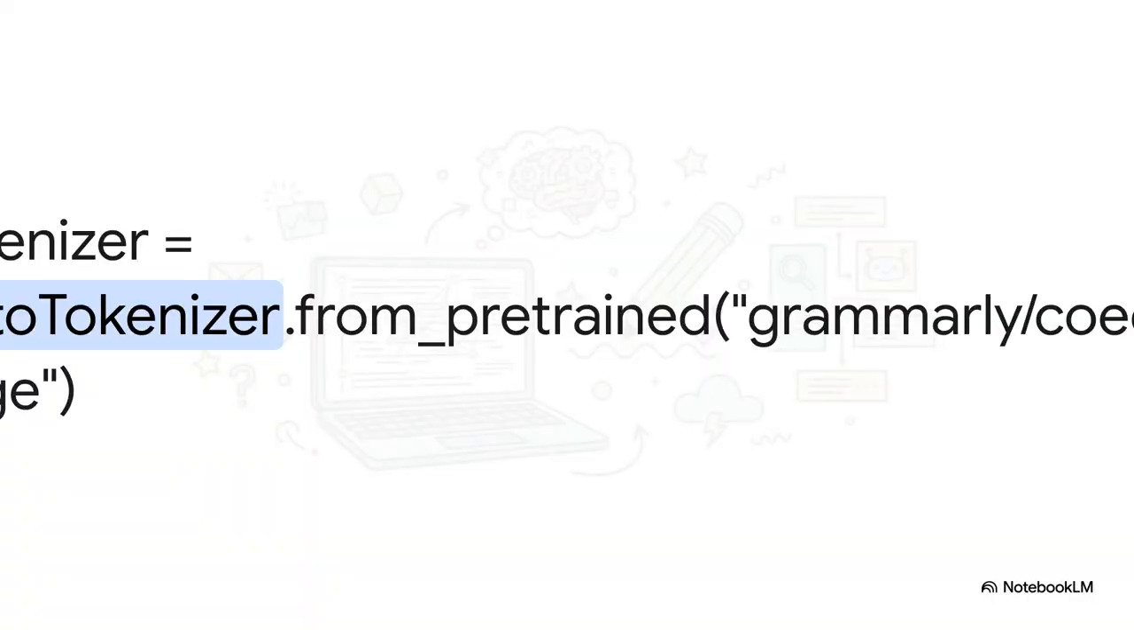And here's how we put that translator to work. First, we tell it which specific AI model we want to use. In this case, we're using a really powerful one from Grammarly called CoEdIT Large. Then we just use this from_pretrained command, which basically says, hey, go find and download the exact translator that was built perfectly with this model.